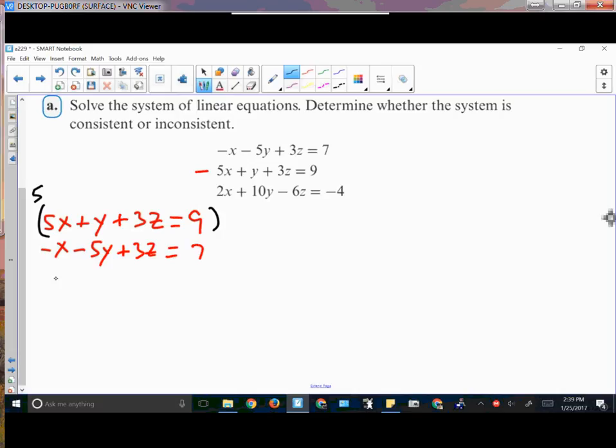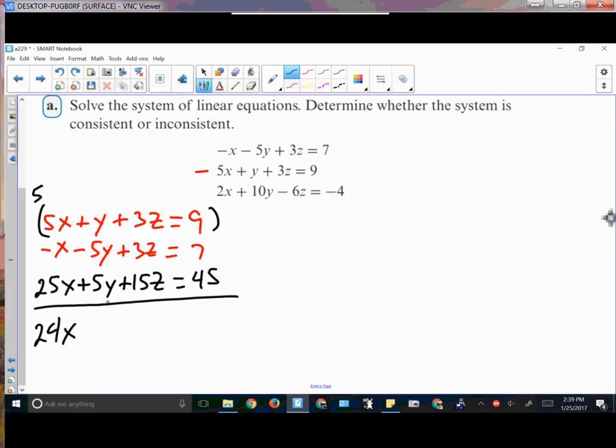5 times 5 gives me 25x. 5 times y is 5y. 5 times 3z gives me 15z. And 5 times 9 is 45. Okay? So this gives me 24x, the y's disappear, plus 18z is equal to 52. So far, so good? Remember, those of you in the studio audience can follow along with this rather than just zoning out.